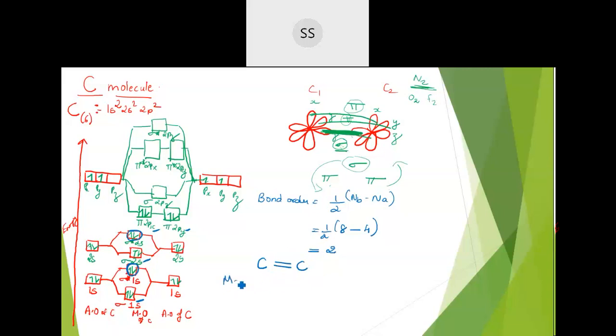Okay, next, can you tell me what will be the magnetic property for this? Magnetic property. Yes, good, correct. Diamagnetic in nature. Okay, so these are diamagnetic in nature.